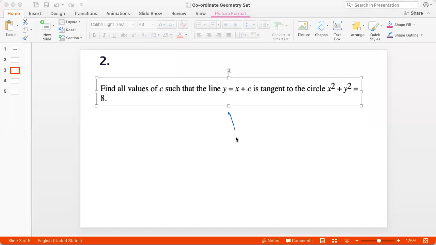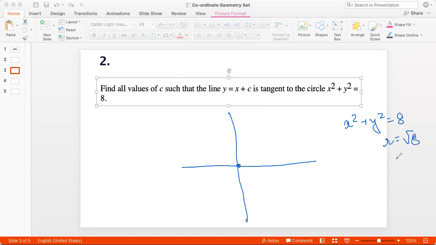Okay, so let's first look at the circle. One second. Let me draw a proper line here. So my circle is at the origin. x squared plus y squared is 8. So it is centered at the origin. And its radius is square root of 8, which is 2 root 2.